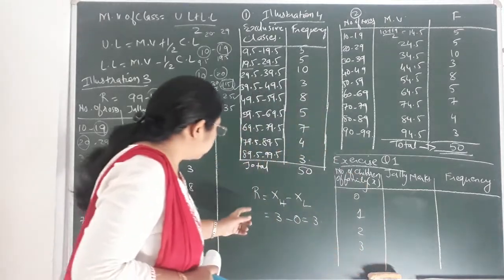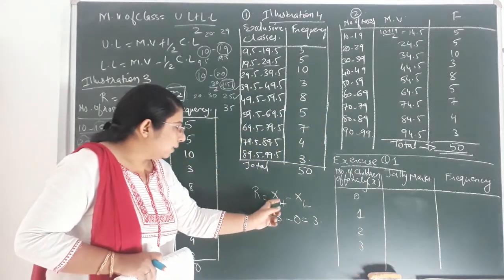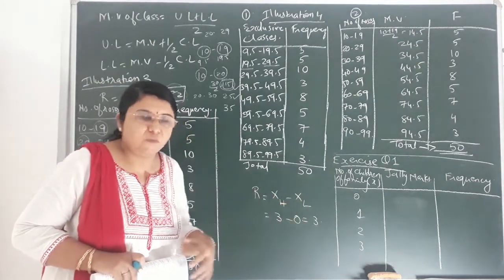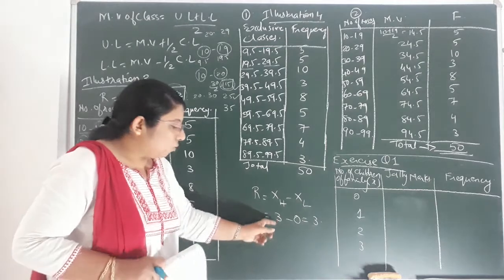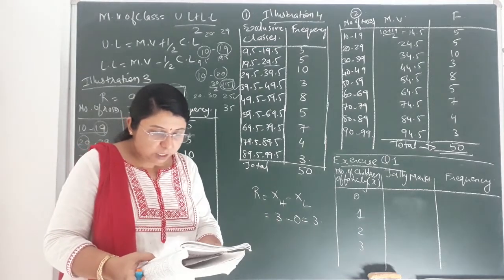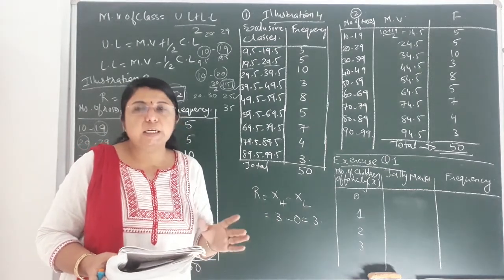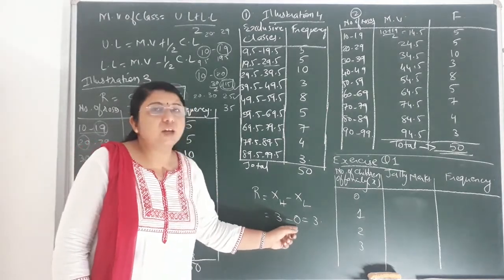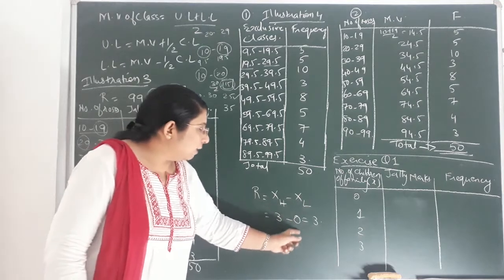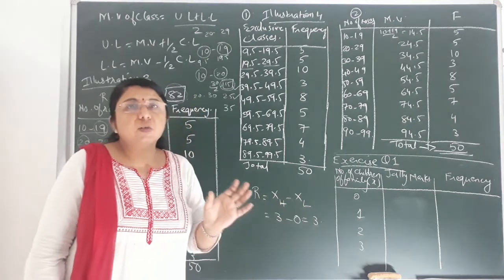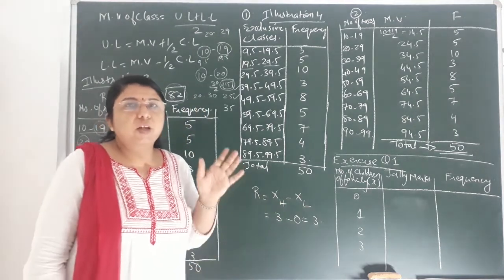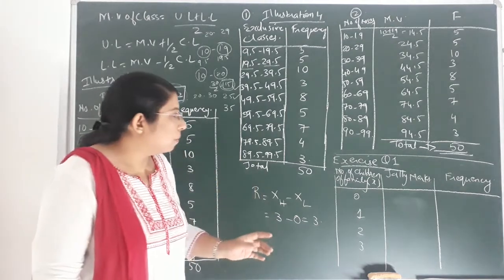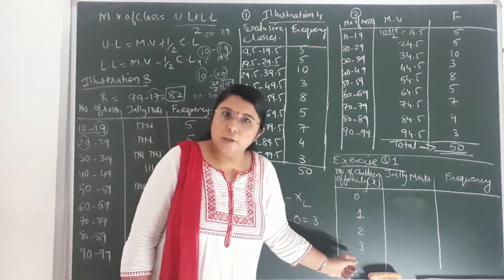Over here you can see I have found the range. Range is equal to highest value minus lowest value. It means maximum value minus minimum value. So the highest value, you can see from the data, that is 3. There is no data more than 3. So maximum value is 3 and lowest value is 0. So 3 minus 0 is equal to 3. So the range is comparatively smaller. If the range is smaller, it is always insisted to do the calculation by discrete frequency distribution.